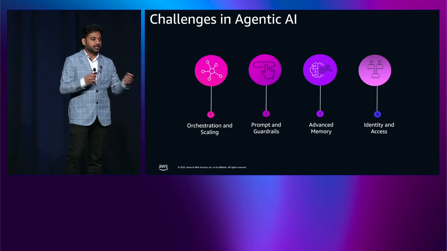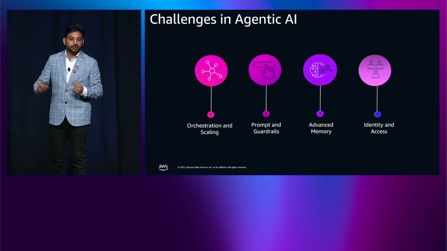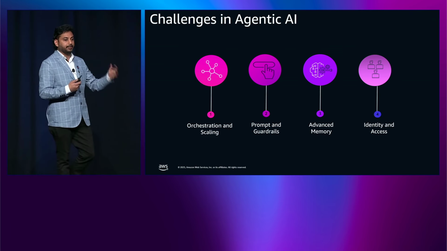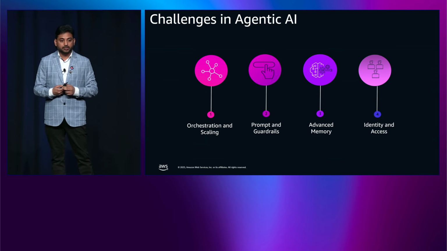For these agents to start communicating with each other, and then to be maintained and scaled, you need a certain best platform where you could build, deploy, and run these agents. Second comes prompts and guardrails.